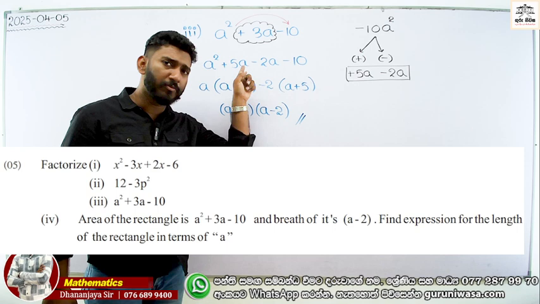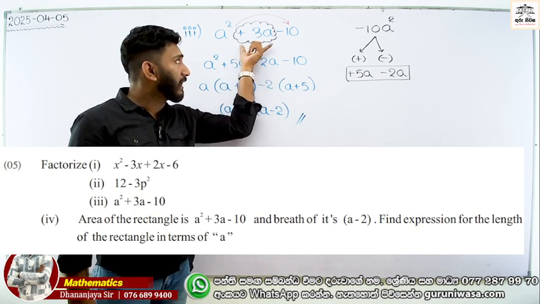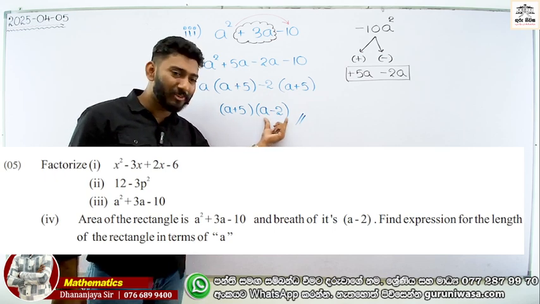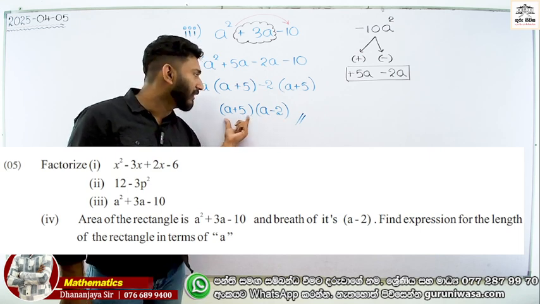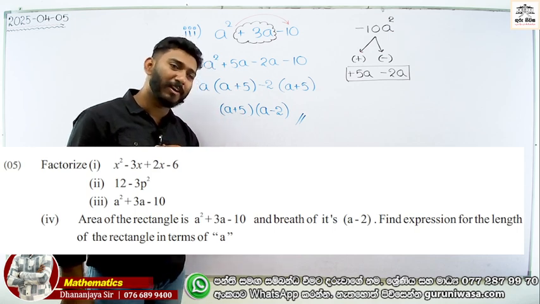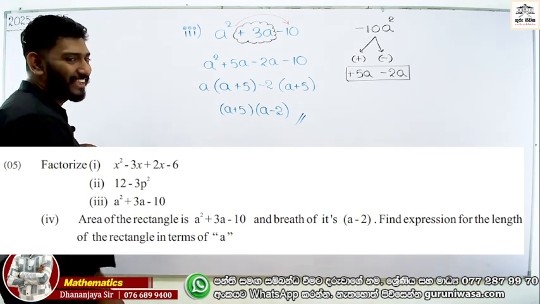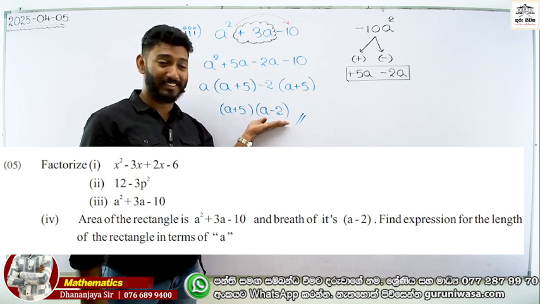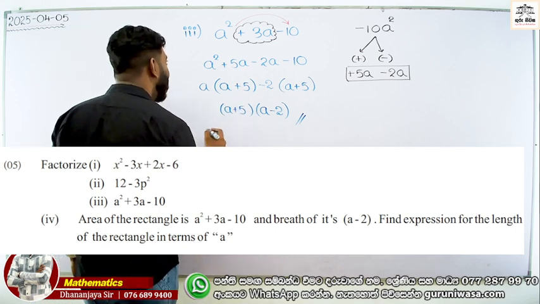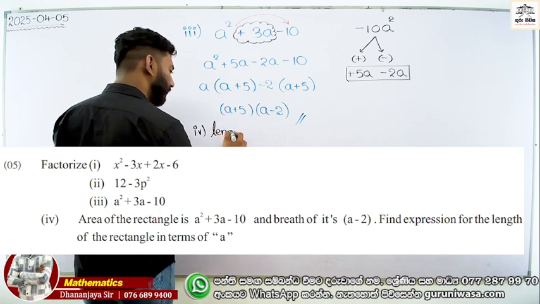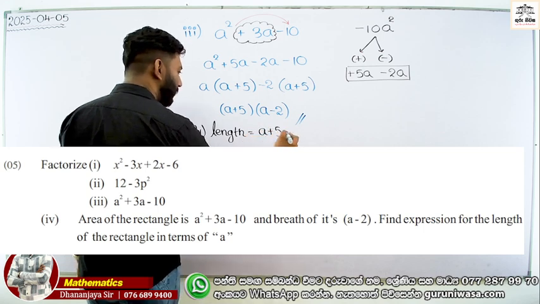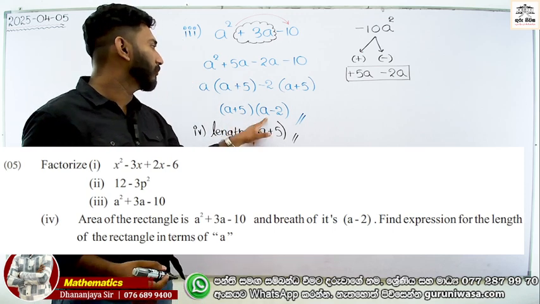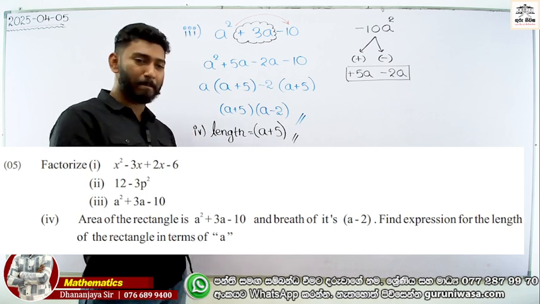Yes, sir. Look at the relationship between the fourth question and the third question. What are the factors of it? The factors are a minus 2 and a plus 5. Therefore, a minus 2 is the breadth. Now tell me, this one indicates the length. Therefore, what is the answer for the fourth one? A minus 2 is the breadth, so the length is equal to a plus 5. And this is the answer for the length, because the product of the two gives a squared plus 3a minus 10. That is what we got.